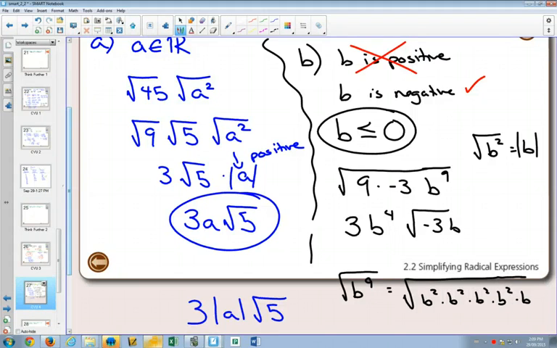Because your exponent laws say you would add up your exponents. And that b to the 9, this is the same as b to the 9. 2 here, 2 here, 2 here, 2 here. And every time I have a pair of them, since the square root of b squared is b, one of them would get pulled out in front. So I could pull out 4 of those and write it as b to the 4. And then I would still have inside negative 3 times b.